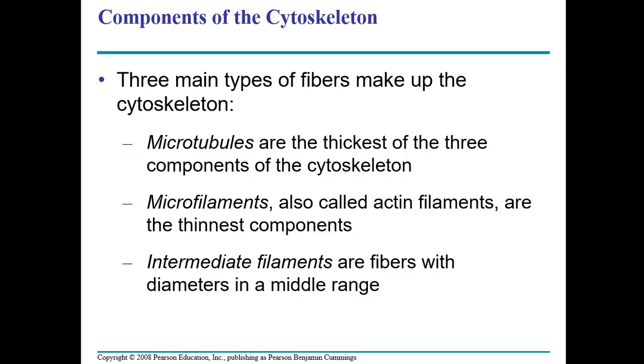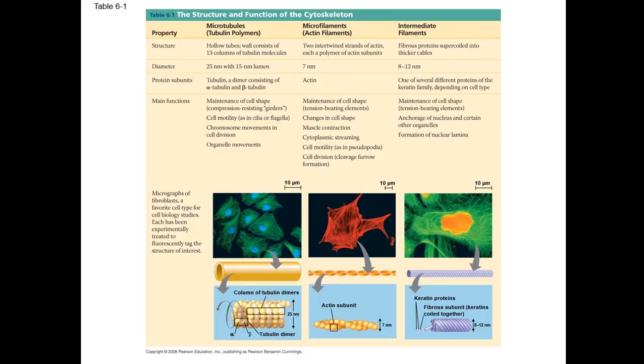Okay, so 3 main types of fibers that make up the skeleton. We have microtubules, microfilaments, and intermediate filaments. Intermediate between microtubules and microfilaments. Thickest of them all is microtubules. Okay, so microfilaments is the thinnest of them all. So they are called as the actin filaments. So intermediate, diameters in the middle range. So yeah.